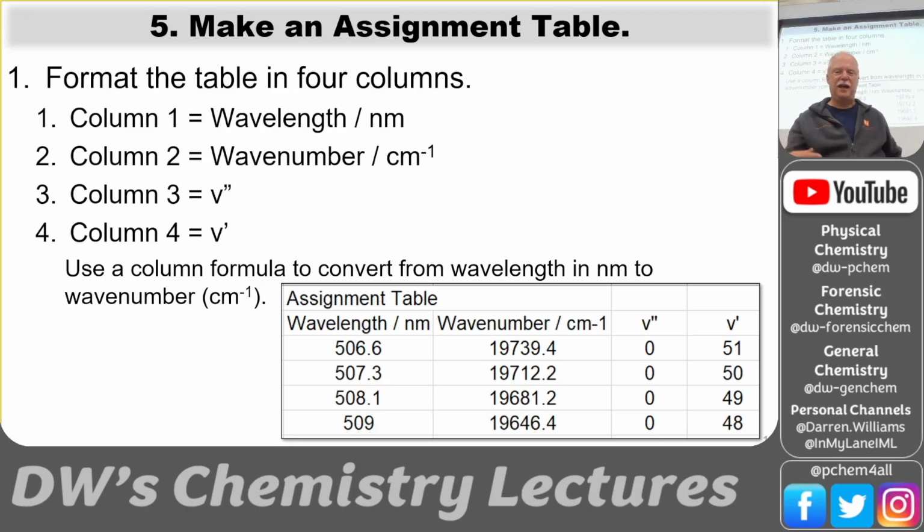Okay, so then we make this assignment table. So we have the wavelength here, and we use the formulas to convert that over to wave number, because we're going to analyze wave numbers. We've assigned the quantum numbers V double prime and V prime, and then we make those columns for the regression. So this is not the regression table. The regression table has the V plus a half, and then minus V plus a half squared for the upper state, and then the minus V plus a half and the plus V plus a half squared for the lower state.